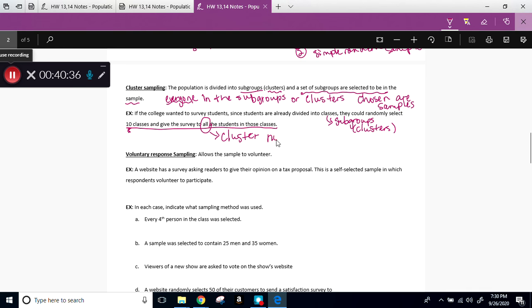Cluster sampling, not stratified. Because stratified would be, they're going to put them in the 10 classes, and then they're going to do a simple random sample within each class of those 10 classes. Okay. Cluster would mean we're doing all of them, where stratified would be a simple random sample. Maybe you could remember with the S's. Stratified is simple random sample.